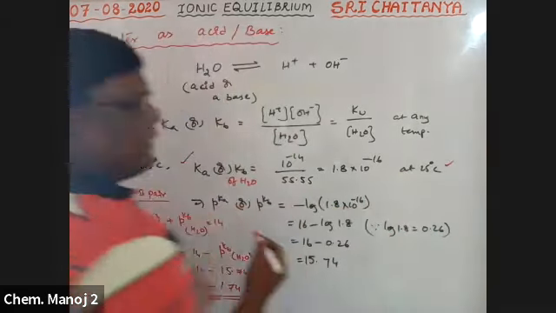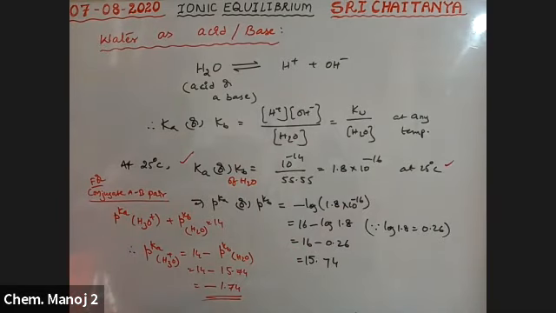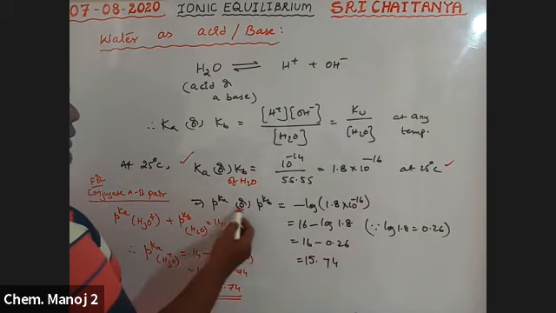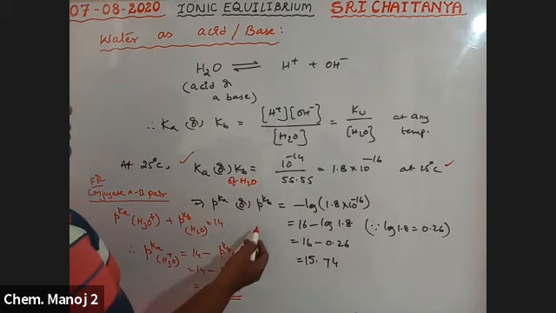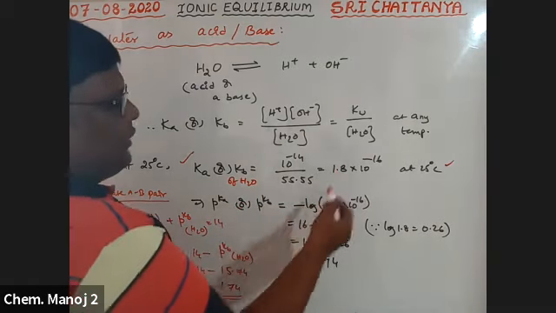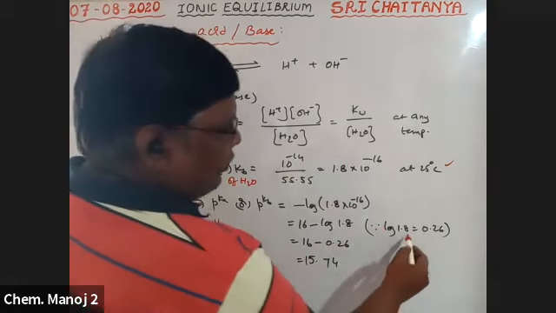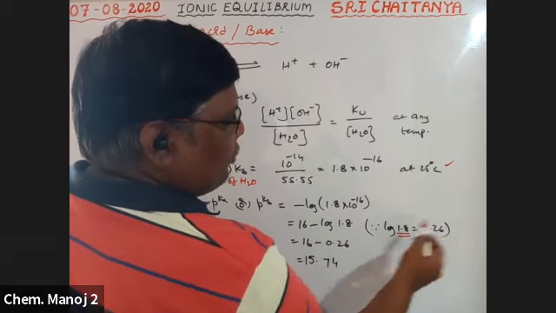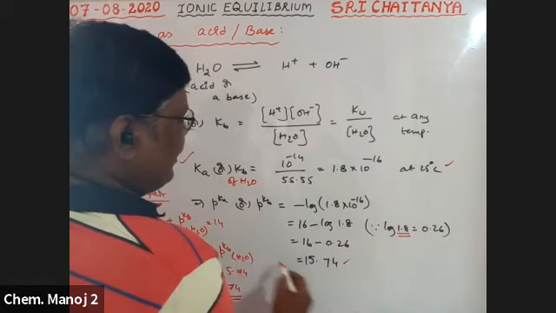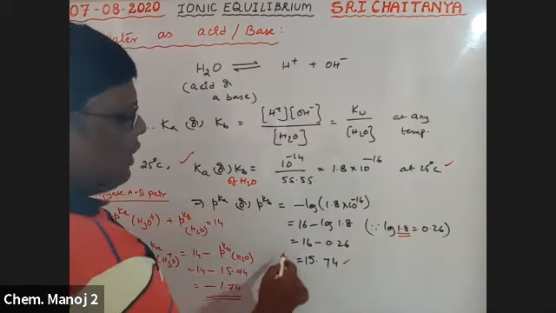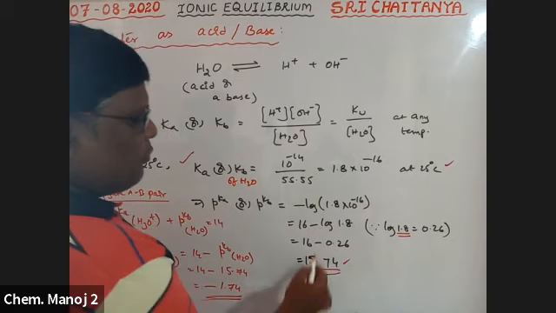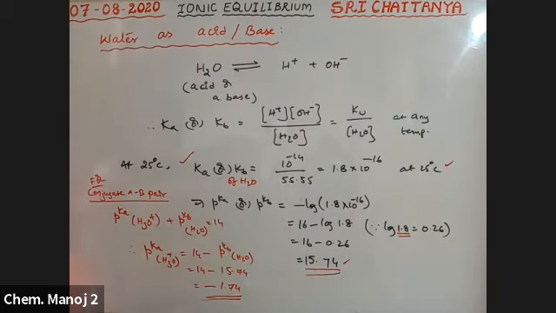The Ka or Kb value of water, 1.8 into 10 power minus 16, is asked a number of times. Now I am trying to calculate pKa. pKa or pKb is equal to minus log of this value, so 16 minus log 1.8. We already know log 1.8 is equal to 0.26. Substituting that value, pKa or pKb of water is equal to 15.74.